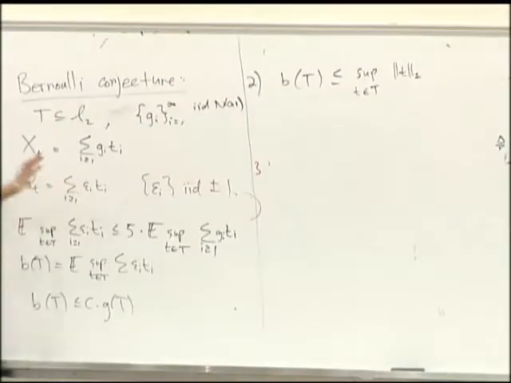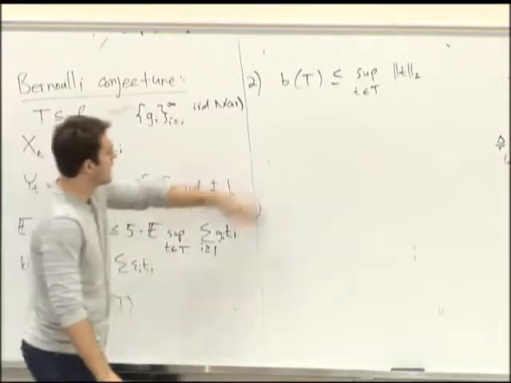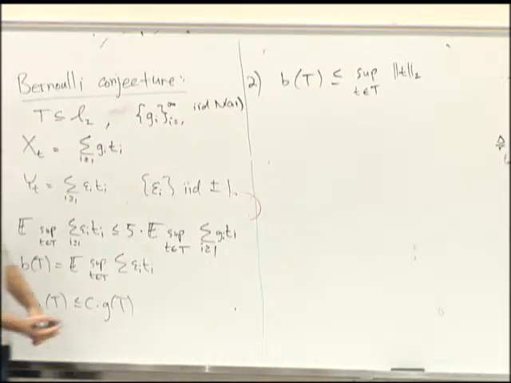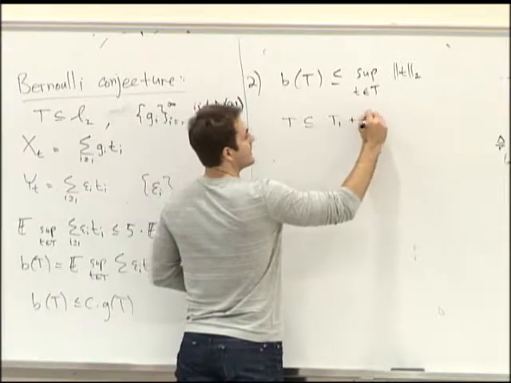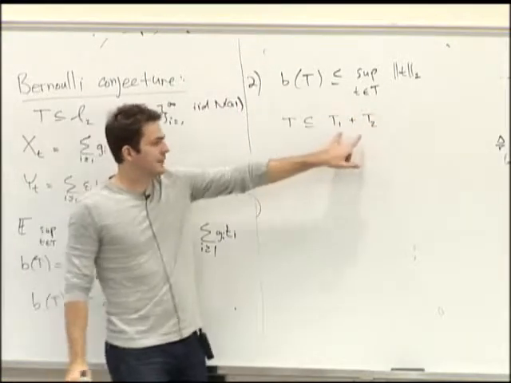Right? So these are two ways to upper bound it. And then finally, you can combine these two ways together in the following sense. If you put t inside a set t1 plus t2. So this t1 plus t2, this is the Minkowski sum.